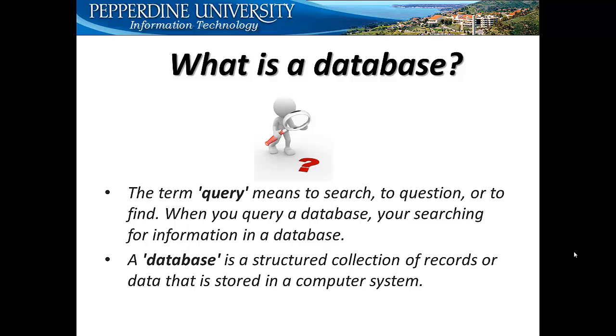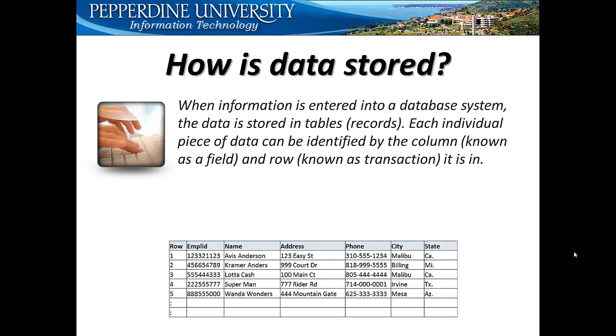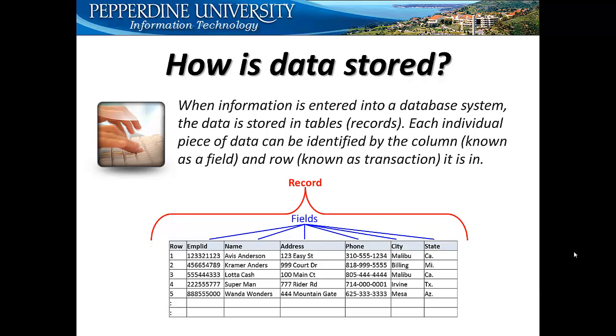Now we have to answer the question, how is data stored? When information is entered into a database system, the data is stored in tables or records. Each individual piece of data can be identified by the column, known as a field, and a row, known as a transaction, that it is in.